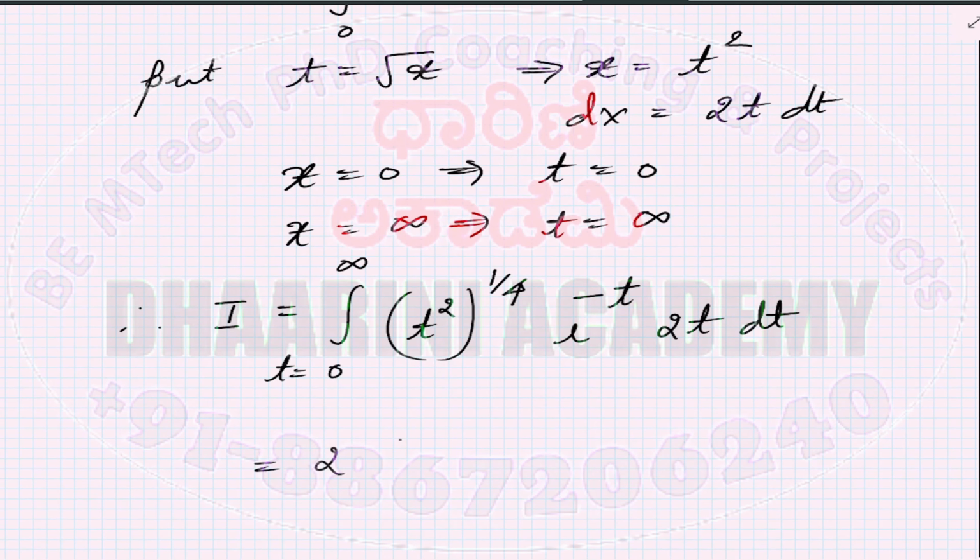Now, the 2 is a constant. I'll bring the 2 outside. This is 0 to infinity. So there is a t square into 1 by 4, so this becomes 1 by 2. So 2 into 1 by 4, the power reduces to half. So this is t to the power 1 by 2 e to the minus t into, there is t to the 1 dt.